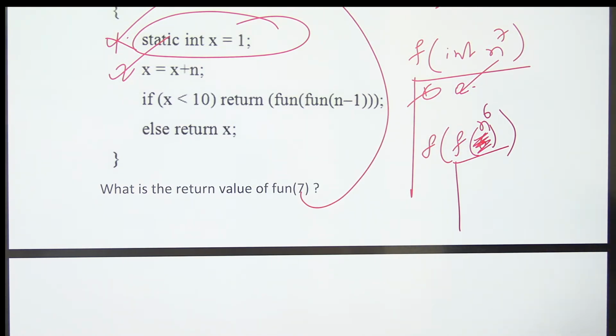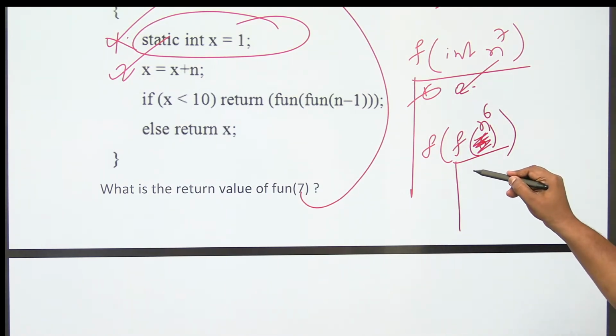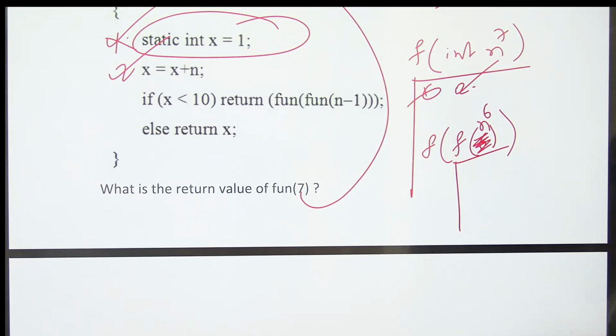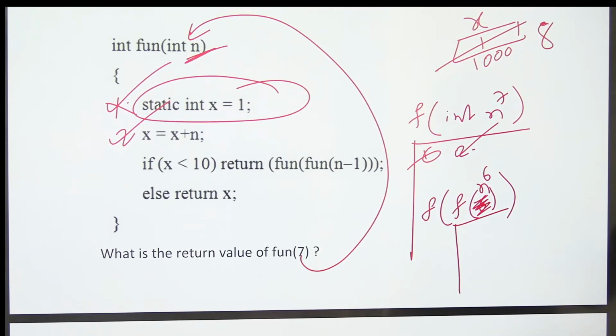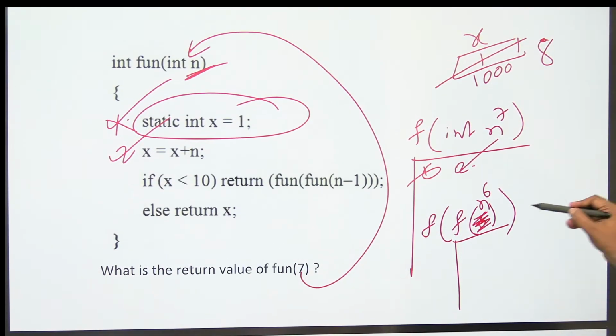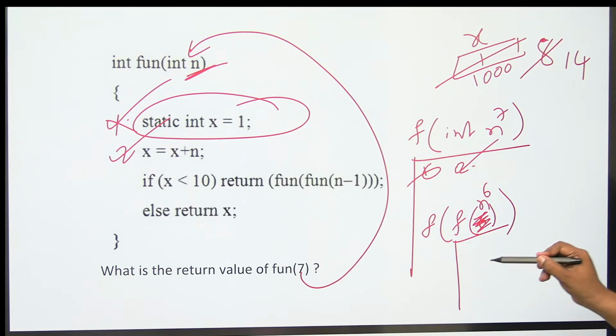Let's complete this. First one, what is the answer? Static variable, skip it. What is the second one? X is equal to x plus n, right? N value 6, it became 14. Second line is completed. Can you see the third line? Right? X value 14, 14 less than 10.